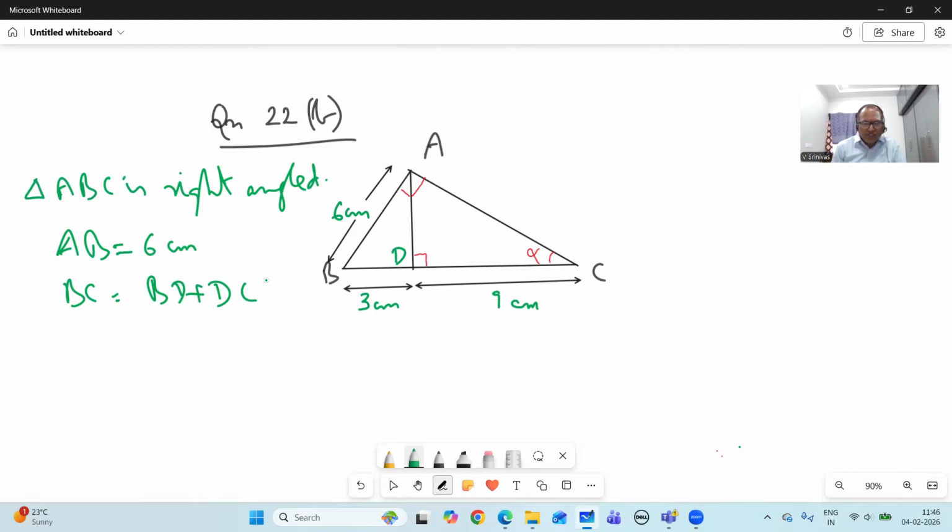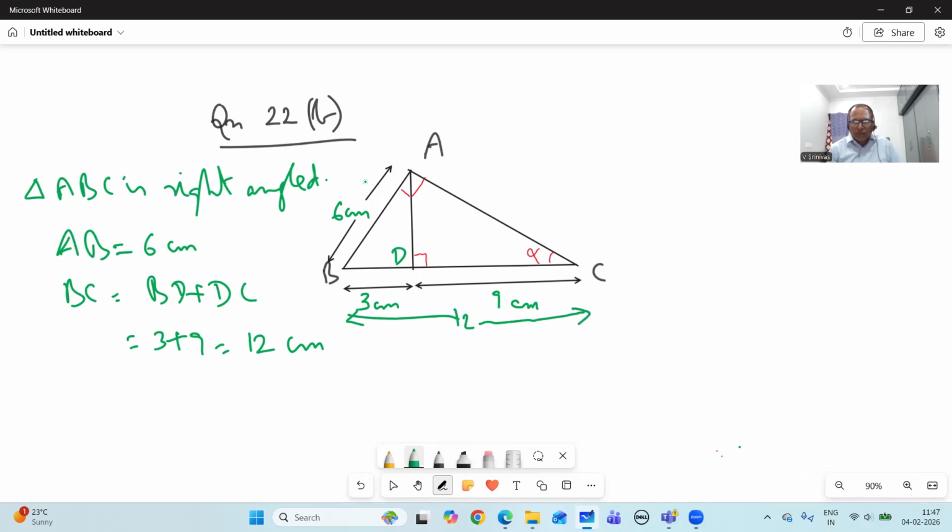So it is BD plus DC. So it is equal to 3 plus 9 centimeters. It is 12 centimeters. BC is from here to here. It is the length of the line segment BD plus the length of the line segment DC. That's what I wrote. 3 plus 9 is the length of the line segment BC. So from here to here, it is 12 centimeters.